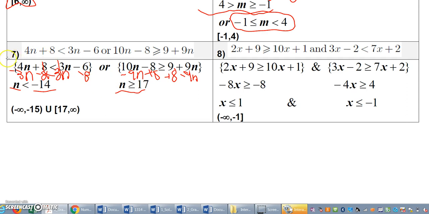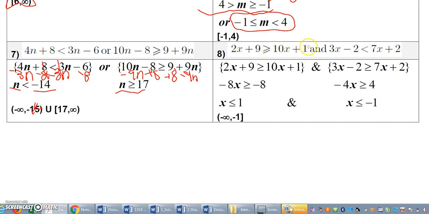Now, since this is the union of two sets, this is everything less than -14. Okay, I don't know where the 15 came from. I guess I typed it wrong. But it's everything less than -14. So it would be -infinity to -14. And then everything greater than or equal to 17. So it would be union the set bracket 17 to infinity. Again, that should be -14 instead of -15. So I just punched the wrong key.